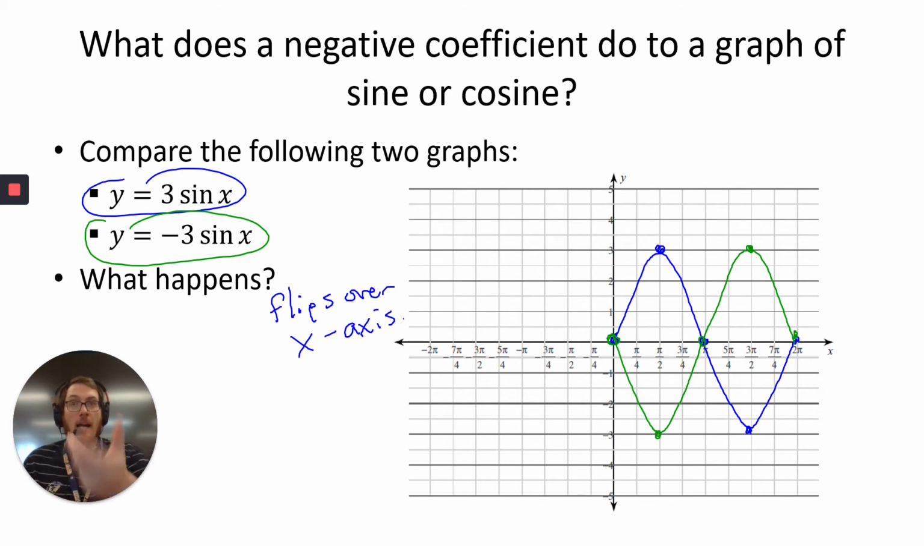Negative signs do the opposite. So in graphing, that flips everything over the x-axis. This blue graph is the 3 sine of x, and this green graph is the flipped version, which is -3. Notice that the period is the same, and the equilibrium spots in the middle where they hit 0 are still the same. It's just instead of going up first, it's going down first.